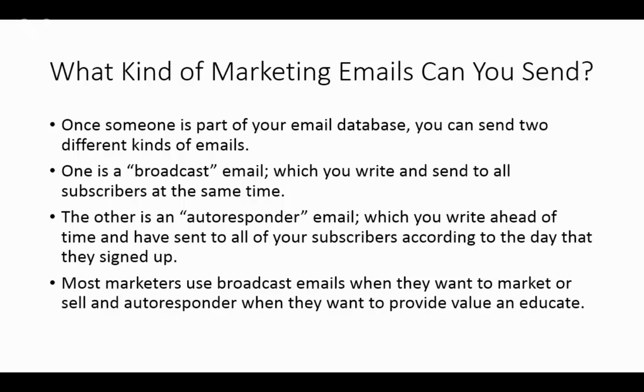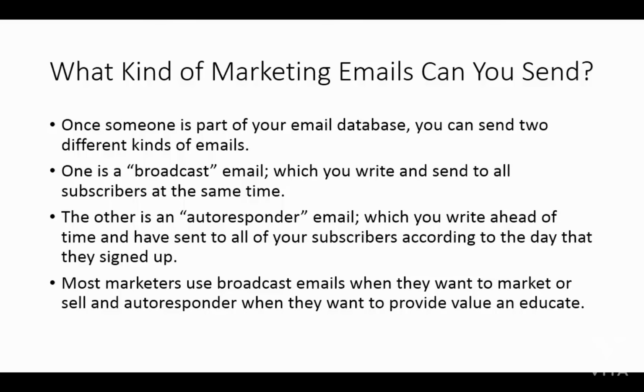Now, when you want to provide education and value, typically you'll want to set those up ahead of time. You want those to go out on a regular basis. So if you want someone to get education every single Thursday, you can set up your email sequence to make sure that people are getting a Thursday email with lots of value, okay? You can actually do that with your autoresponder emails.